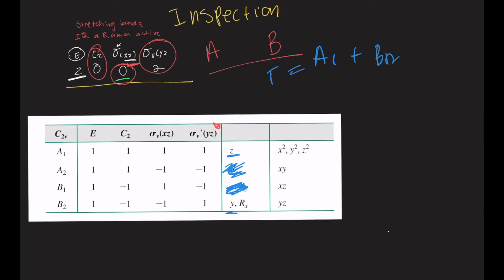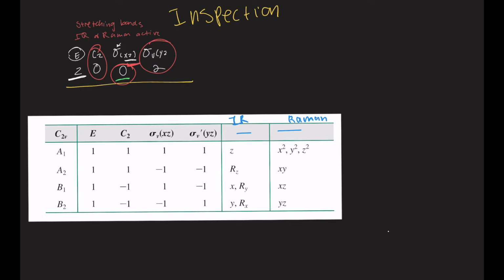Now, in order to know if it's IR or Raman active, we look right here. These 2. This is for our IR and this is for our Raman. So I like making sort of like a little table. So we're going to have like that, and it's going to be A1 plus B2. And I'm going to have IR and Raman right here.